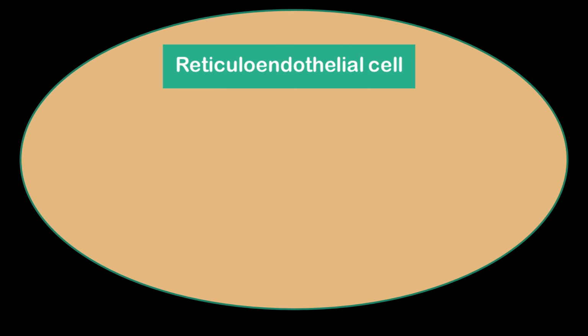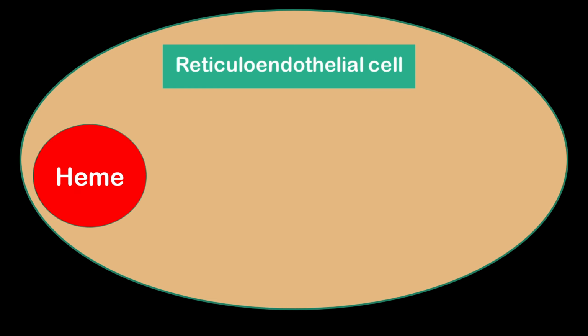Bilirubin metabolism starts with bilirubin formation. Bilirubin is formed by breakdown of heme, which is present in hemoglobin, myoglobin, and others. Bilirubin is generated by sequential catalytic degradation of heme in reticuloendothelial cells, which is mediated by two groups of enzymes.